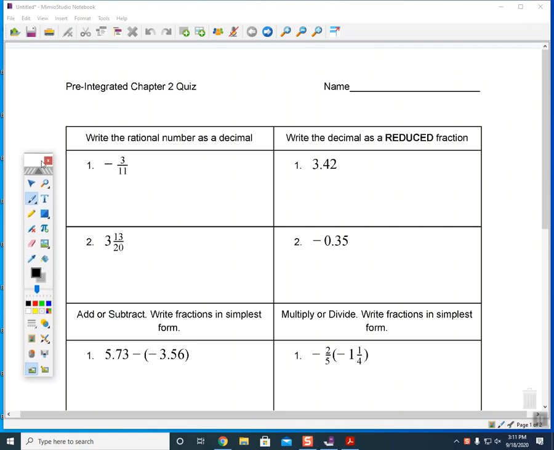Alright, so I realized that this Chapter 2 quiz was a little bit trickier than maybe I had anticipated. So we're going to go over how to do these together.